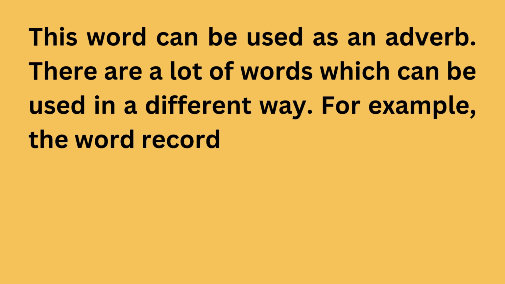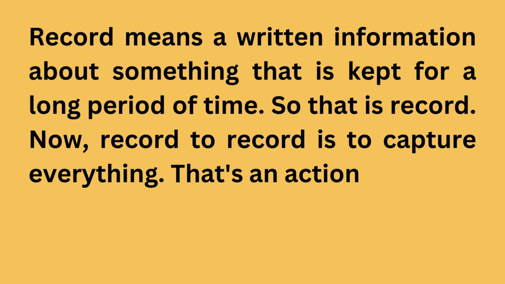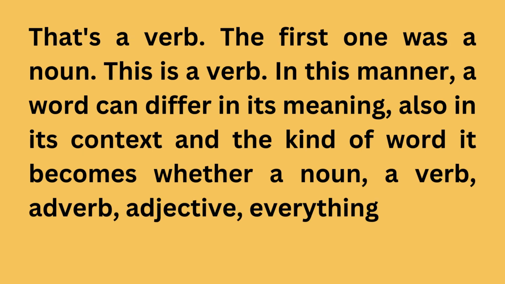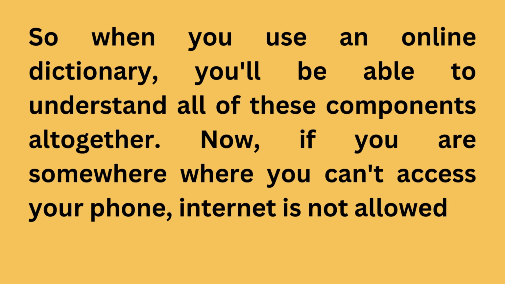For example, the word record. Record means a written information about something that is kept for a long period of time. So that is record. Now, record to record is to capture everything. That's an action. That's a verb. The first one was a noun. This is a verb. In this manner, a word can differ in its meaning, also in its context and the kind of word it becomes, whether a noun, a verb, adverb, adjective, everything. So when you use an online dictionary, you'll be able to understand all of these components all together.